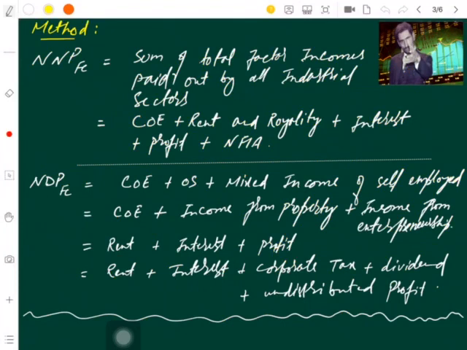So what we are talking about is the income method. This method is basically the words which I said, now translated into technical or formula form. This NNPFC means national income, which is equal to the sum of total factor incomes paid out by all industrial sectors. That is what we were talking about. Or we can say it one more way: this NNPFC is equal to compensation of employees, rent and royalty.